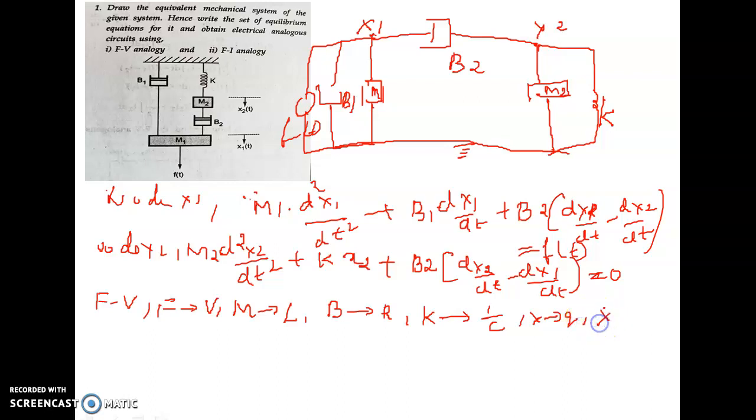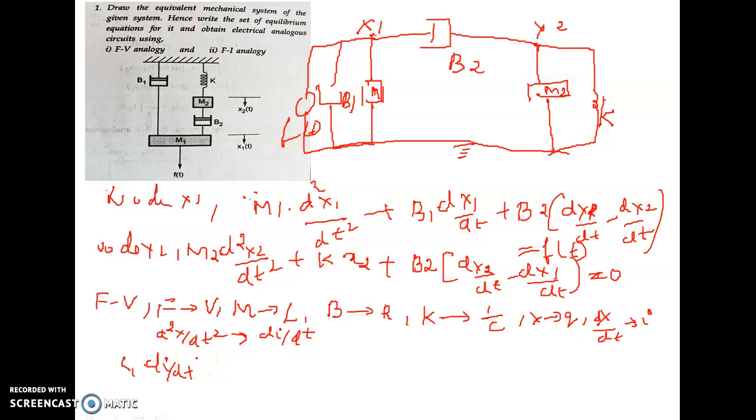Then we have x dot, that is dx by dt, which is analogous to current I, and d square x by dt square is analogous to di by dt. Now after writing this, let me write the analogous expressions for the given two mechanical expressions. So m1 is nothing but, here m is analogous to L, so it is L1 into di by dt.